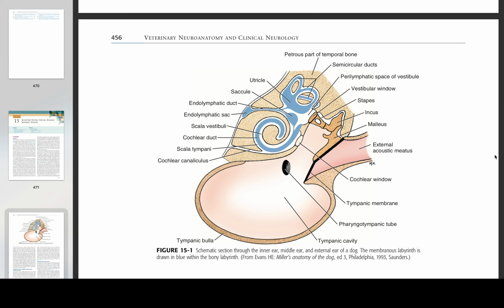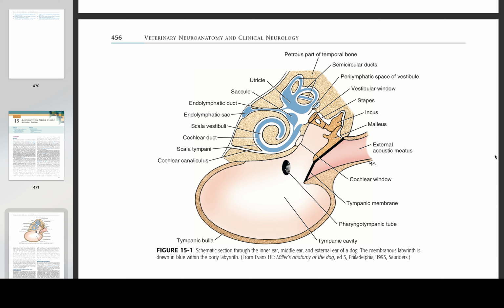Figure 15-2. The cochlear duct is the coiled portion of the membranous labyrinth derived from the embryonic ectodermal otocyst. It is located inside the cochlea and contains endolymph. It is a tubular structure, which, in transverse section, is triangular in shape. The apex of the triangle attaches medially to the spiral lamina, and the base of the triangle attaches laterally to the outer wall of the cochlea. See figure 15-2.